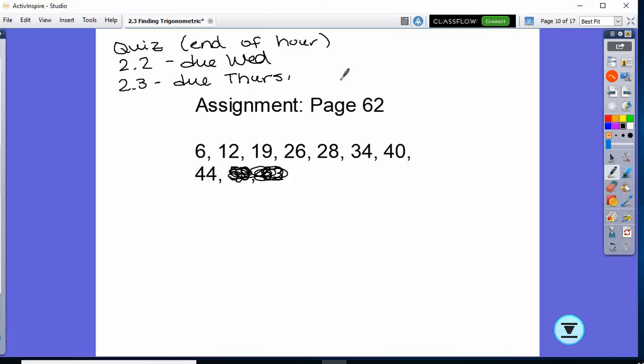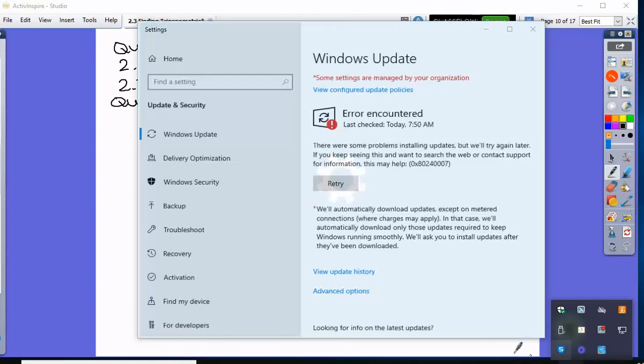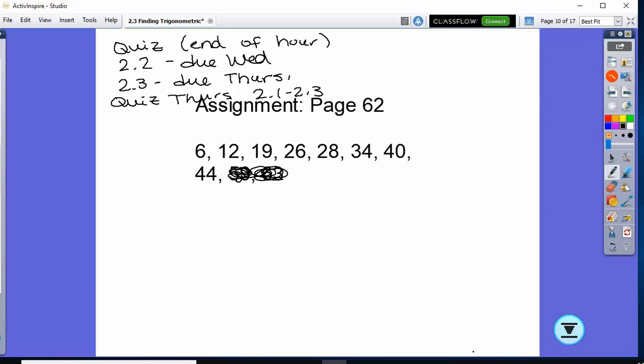Tomorrow I'm not teaching anything new. We're just going to take a review day tomorrow. Thursday I want to do a quiz over sections 2.1 to 2.3. So I'll just be reviewing tomorrow with all of that. Any questions?